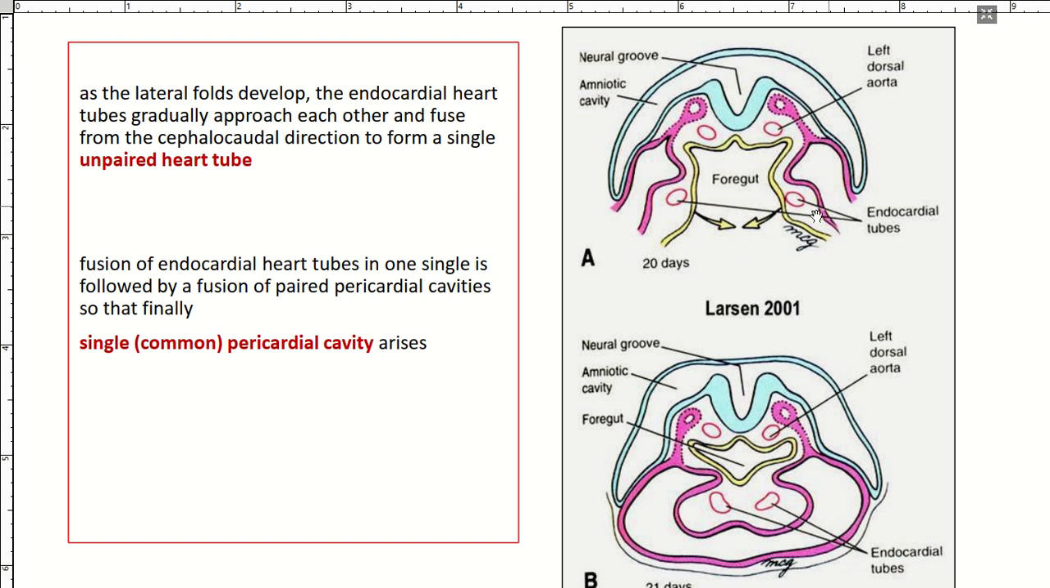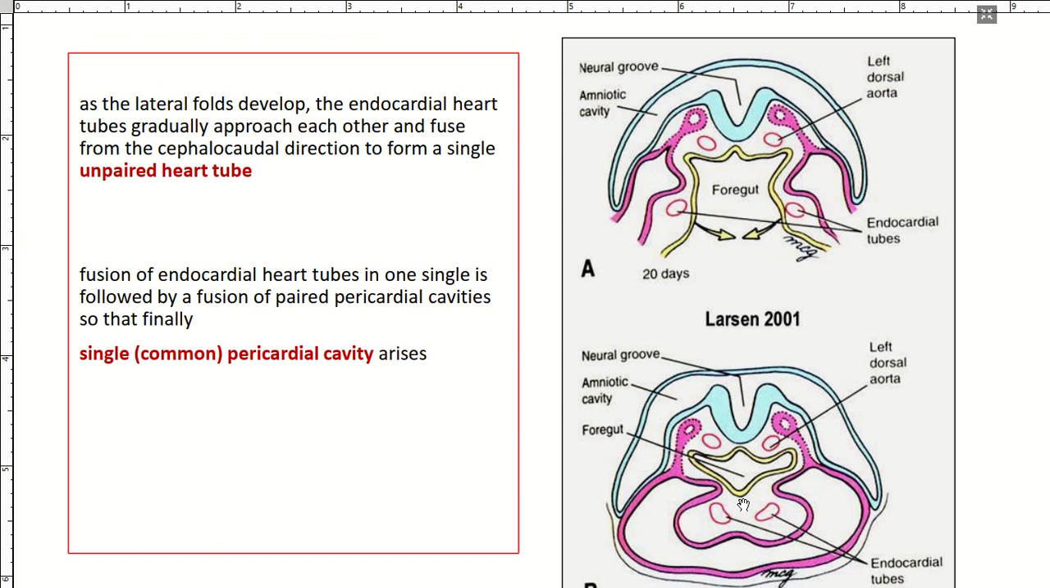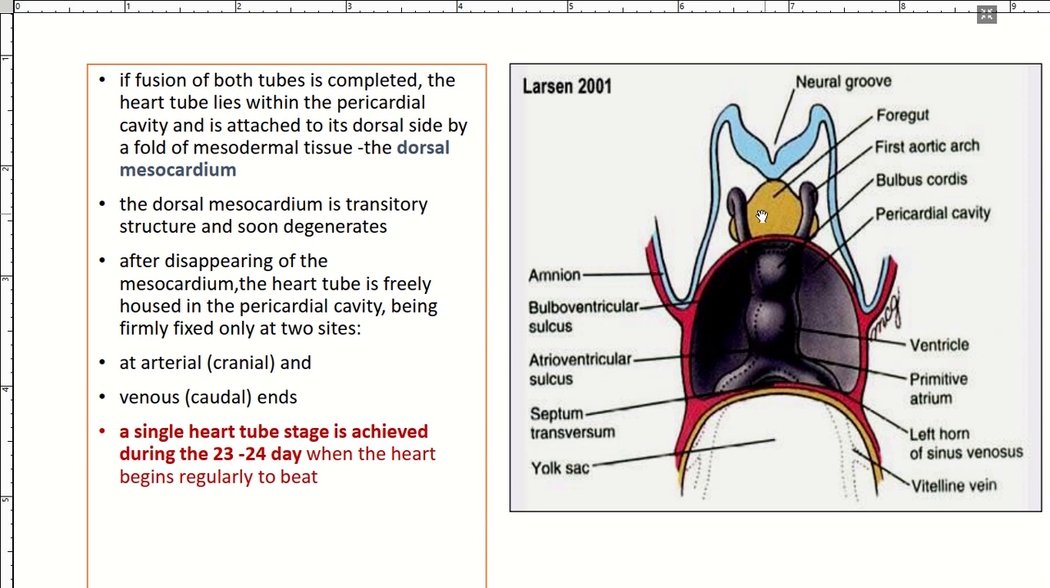So this lateral folding will cause these endocardial heart tubes to fuse. As they fuse, they form a single unpaired heart tube, right? So how are they going to fuse? They're going to fuse in this direction, craniocaudal. The portion that is cephalic will fuse first, going down caudally. That's how they're going to fuse, and then they form a heart tube like this.